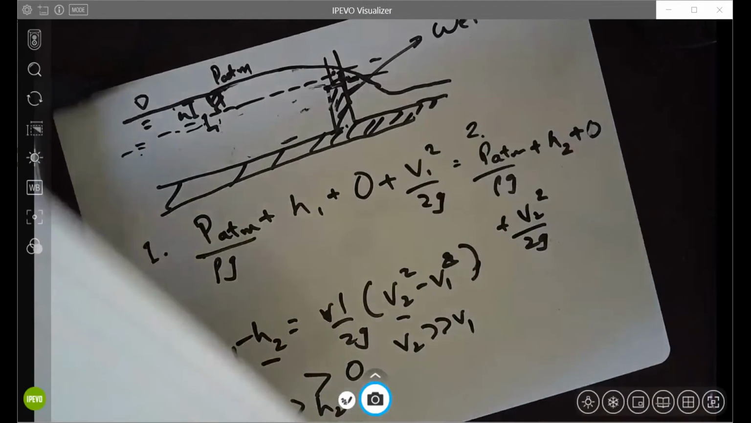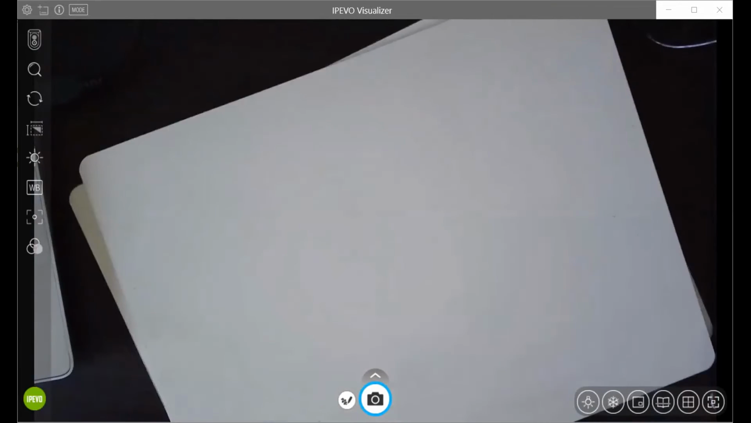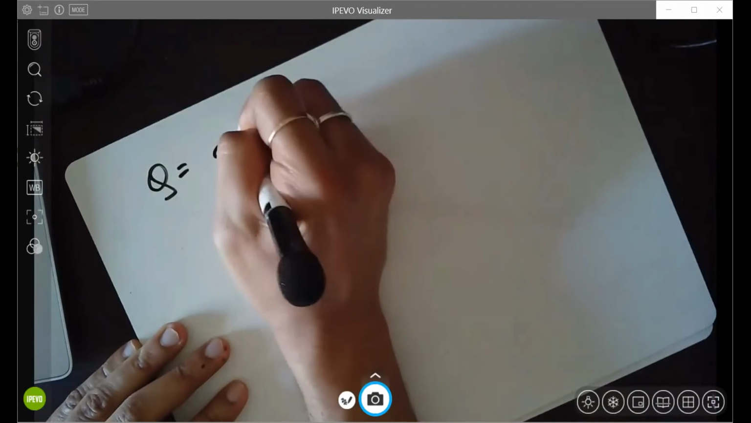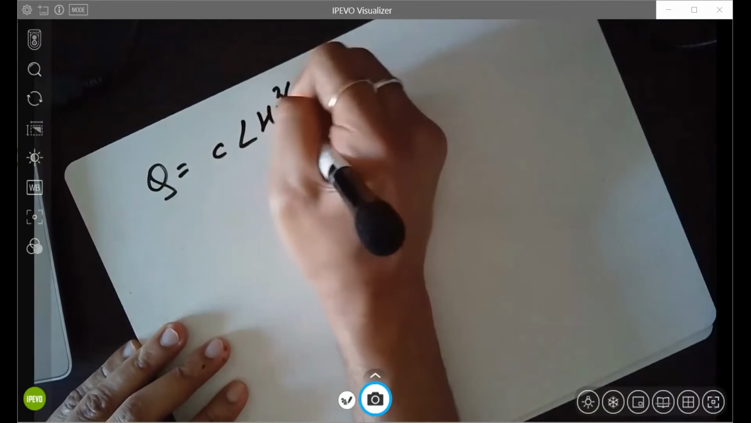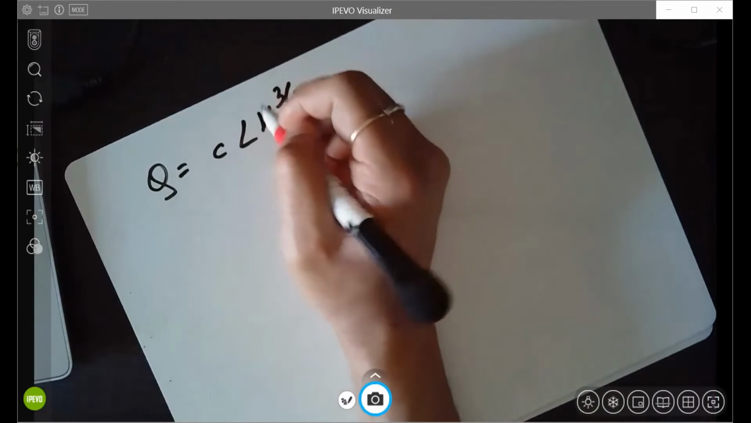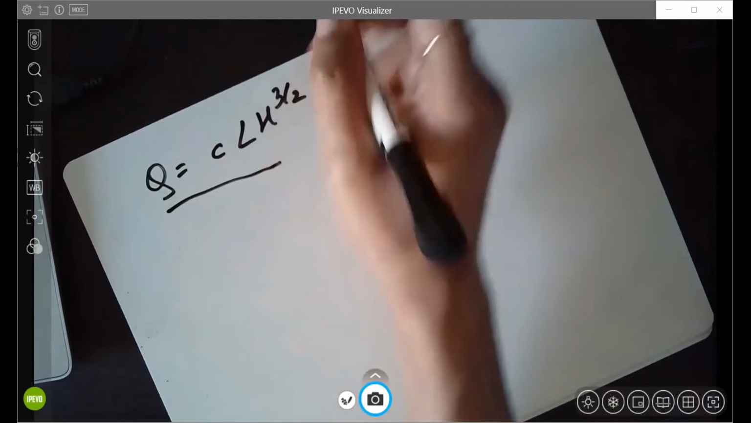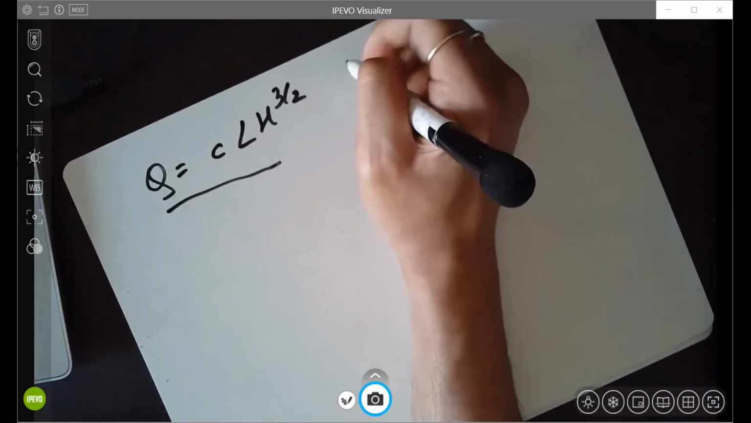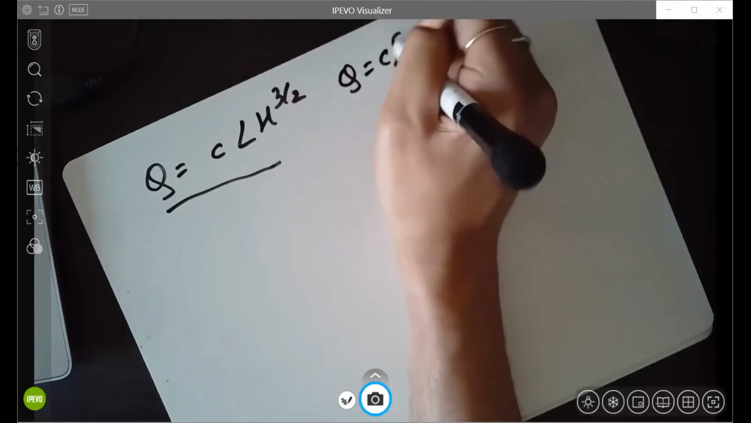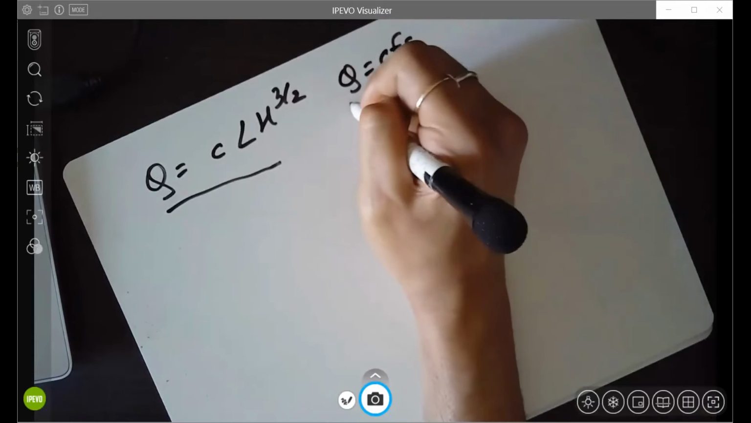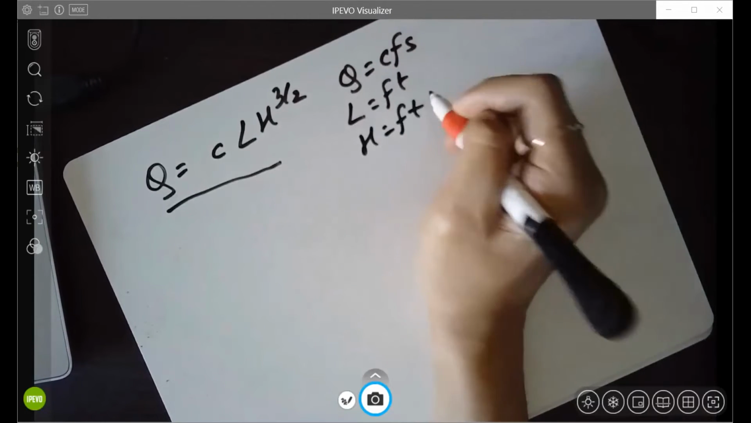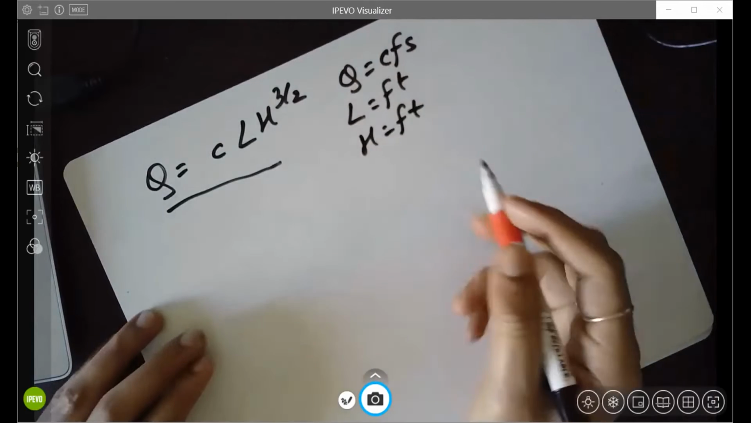To calculate the flow rate, the formula is C into L into H to the power 3 by 2. Take care, this is an empirical equation, so use everything in imperial units. Q will be in cubic feet per second, L will be in feet and H will be in feet. I'll explain what L and H are.